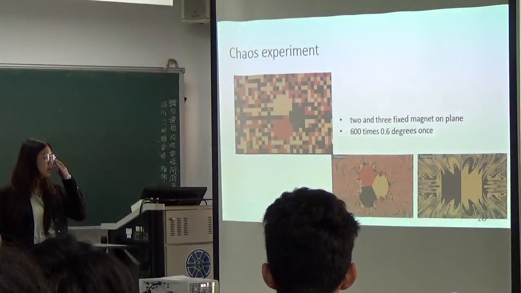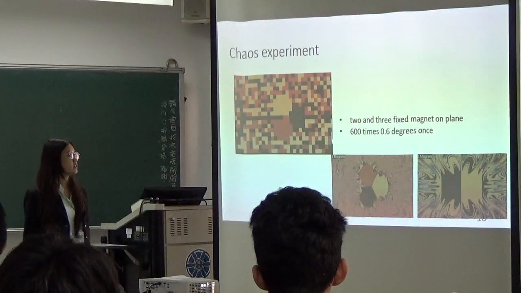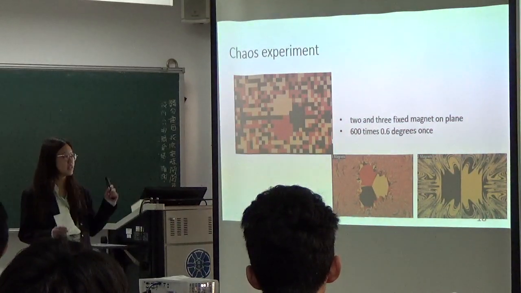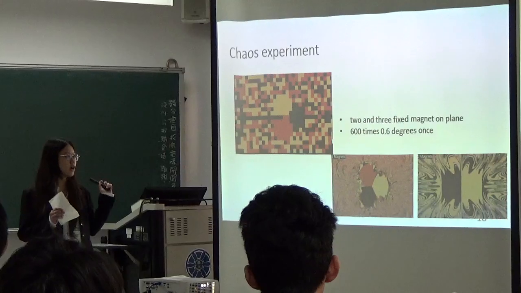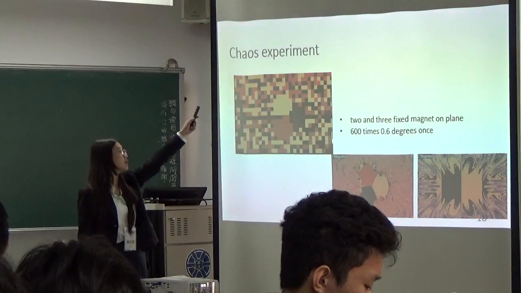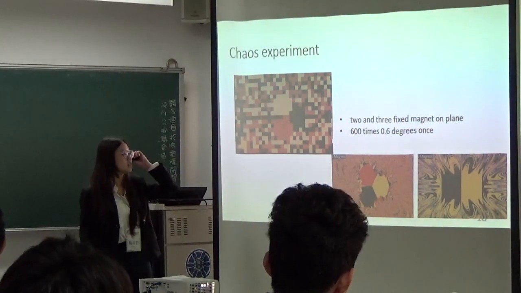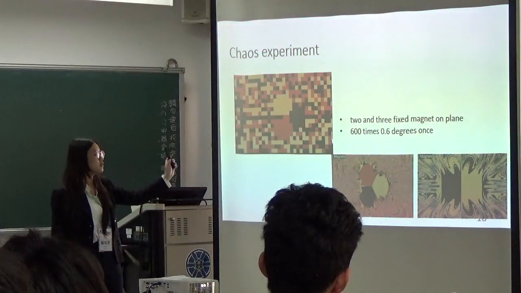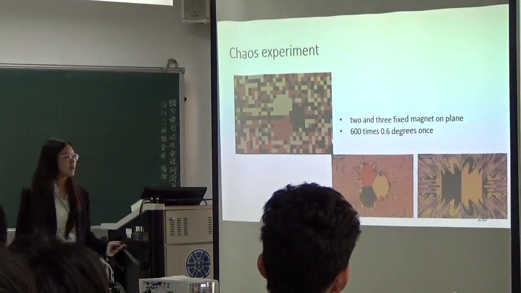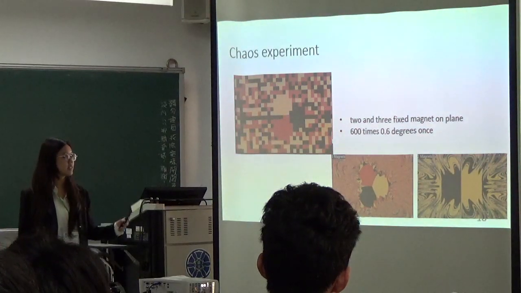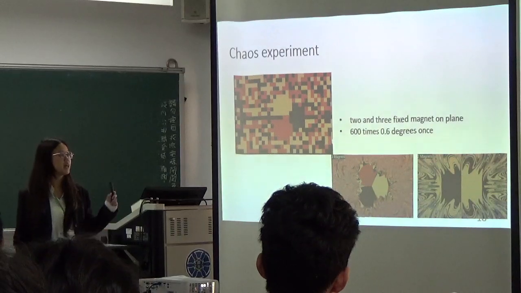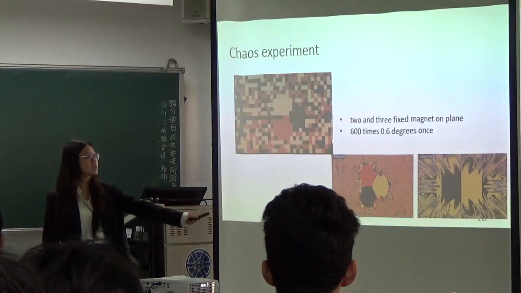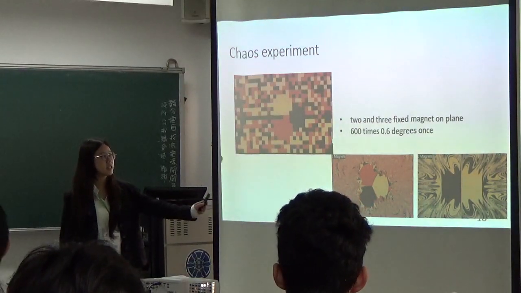And the data shows it will attract to one of the magnets. So if it started at the green, at the orange one, I will put this one in the orange. This is 1 to 30, and this is 31 to 191. And I tested 600 times, and every time I changed the angle by 0.6 degrees. And here are the three fixed magnets on the plate.